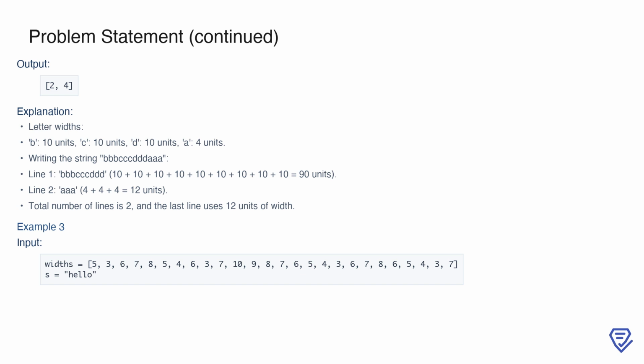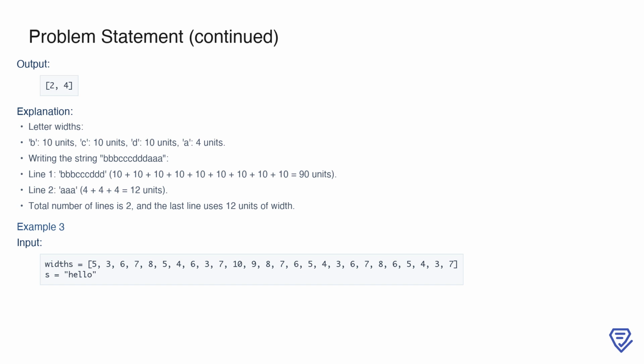In the second example, the width of letters varies. The widths array assigns 10 units to most letters but only 4 units to the letter A. The string S is bbbcccdddaaa. To write this string, we calculate the width line by line. The first 9 letters, B, B, B, C, C, C, D, D, D, have widths of 10 units each, summing to 90 units. These all fit on the first line. The remaining 3 letters, A, A, A, each have a width of 4 units, totaling 12 units, which fit entirely on the second line. This makes the output 2, 12, meaning 2 lines are required, and the last line uses 12 units of width.